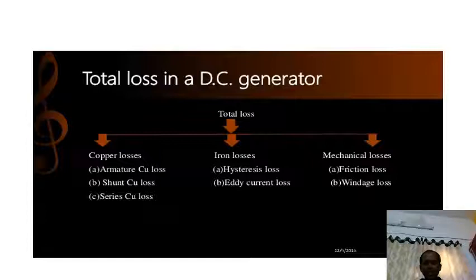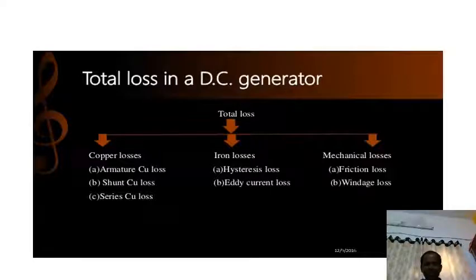Iron losses are core losses. These are produced in a DC generator, and they are again classified into two types: hysteresis loss and eddy current loss. And the next one is mechanical losses. What are the mechanical losses? The input supply is given to the DC generator, so these are produced on the input side of the DC generator. These are friction and windage losses.